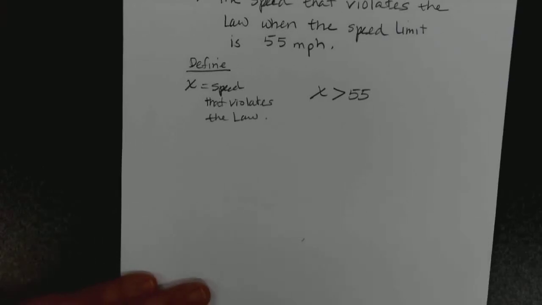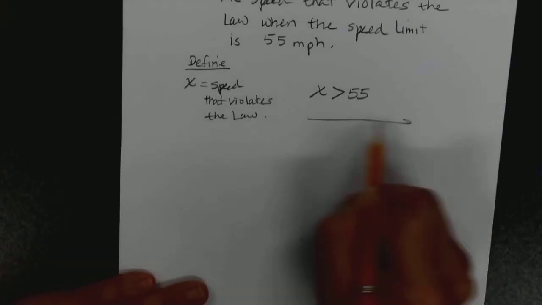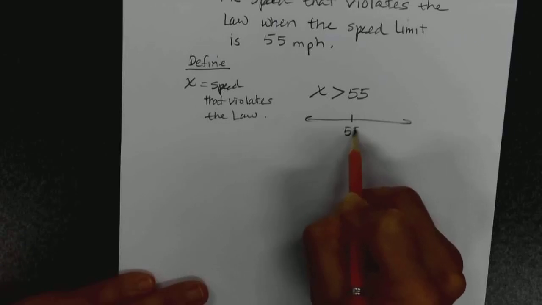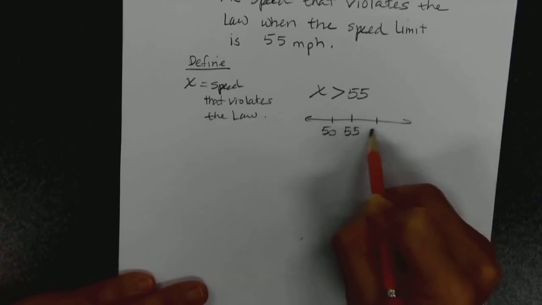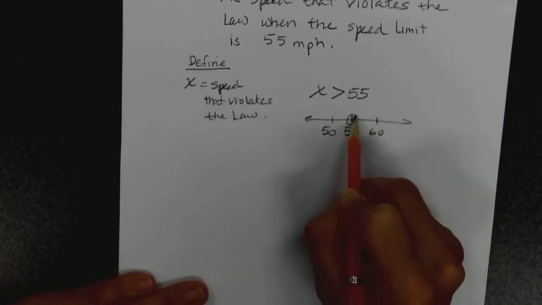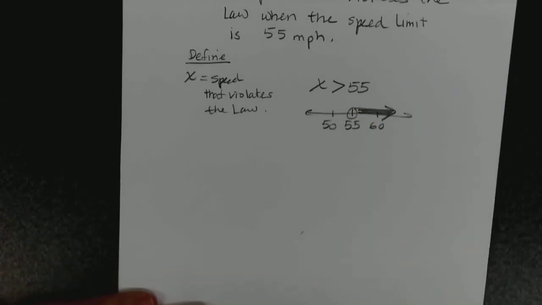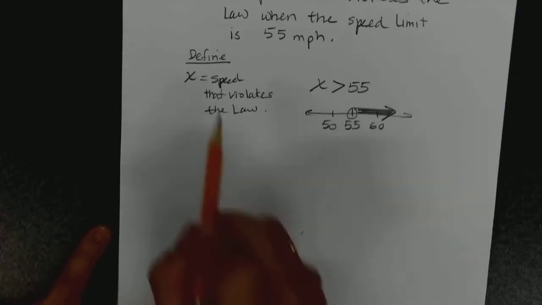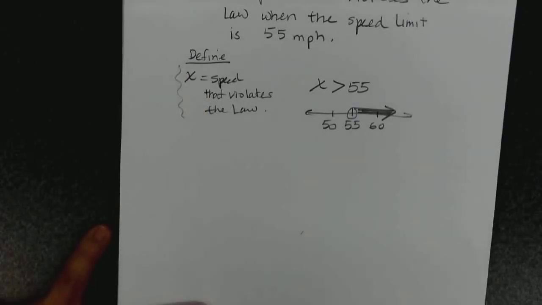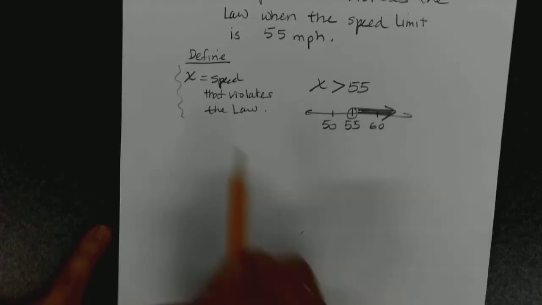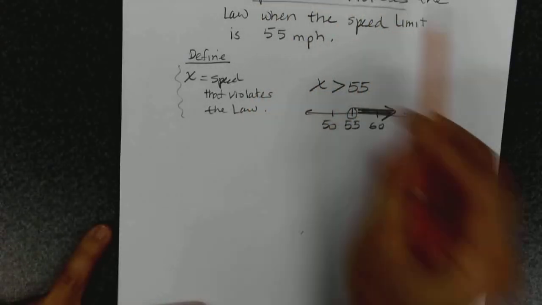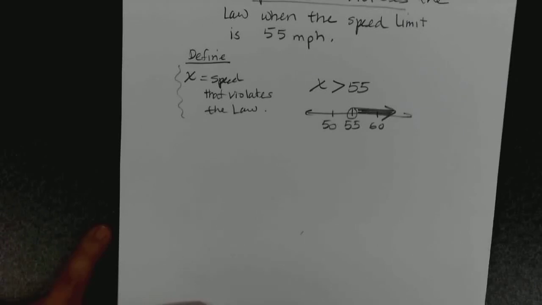So open circle. Thank you. So when we graph it, here's 55, here's 50, here's 60. Open circle, anything above 55, you will get a ticket if you get caught. Make sense? So did you see how we defined this variable, what x stood for? It represents all numbers that would violate the law if the speed limit is 55. Any questions with that so far?